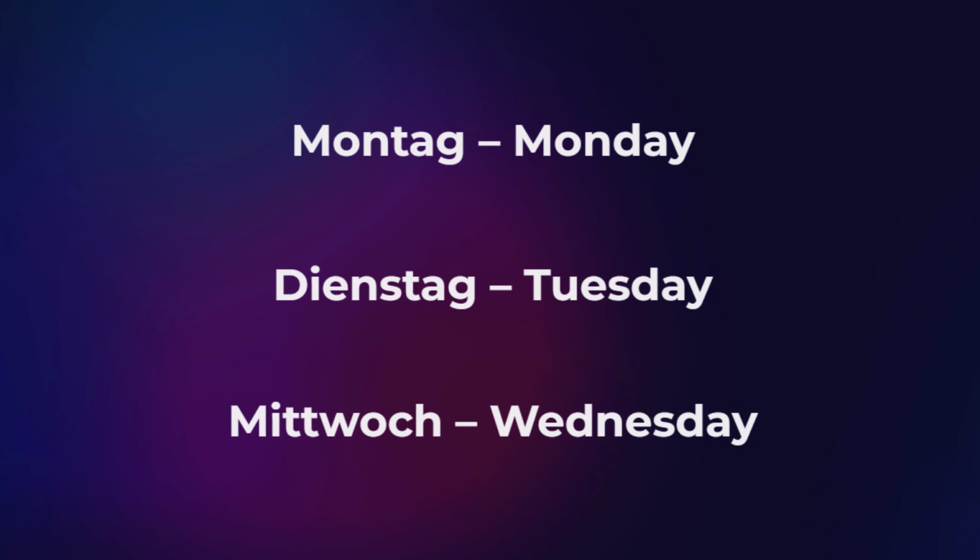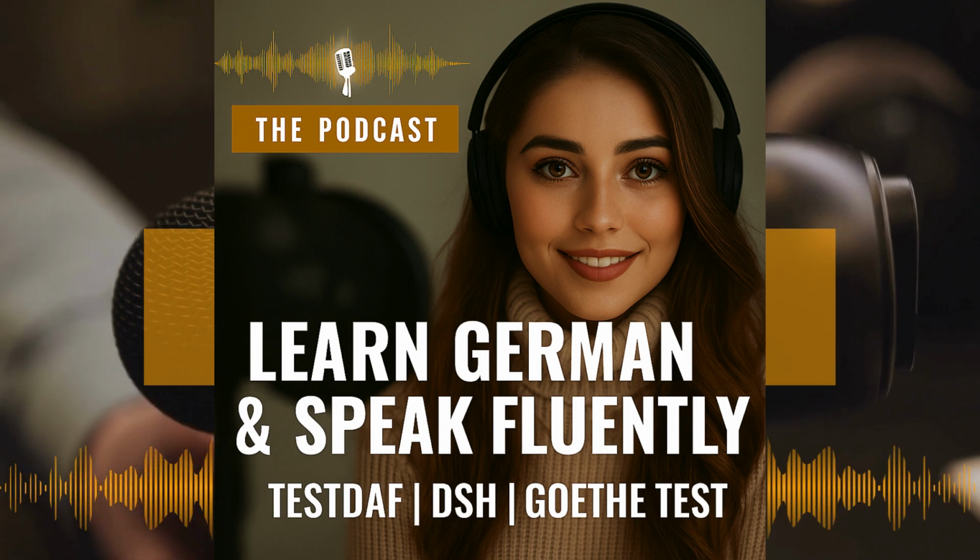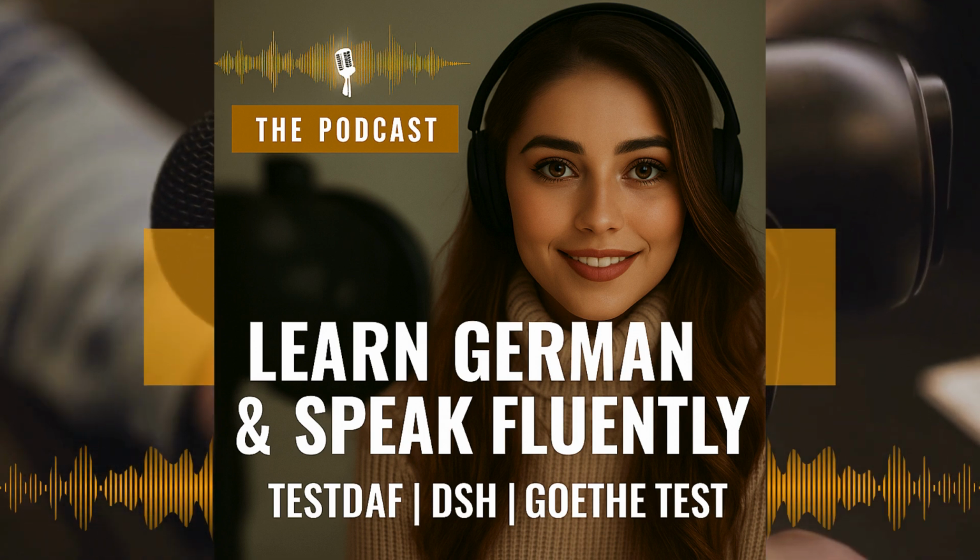Now, let's learn the days of the week. Repeat after me slowly. Montag, Monday. Dienstag, Tuesday. Mittwoch, Wednesday. Donnerstag, Thursday. Freitag, Friday. Samstag, Saturday. Sonntag, Sunday. In Germany, the week starts with Montag, Monday, not Sunday.